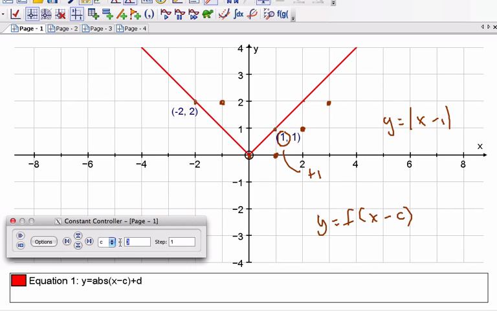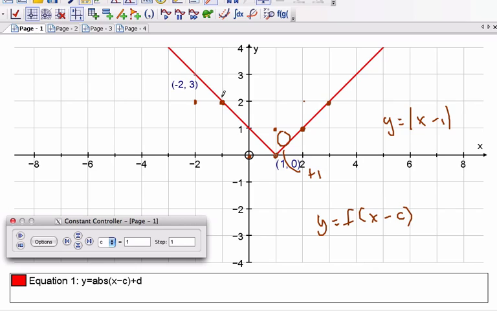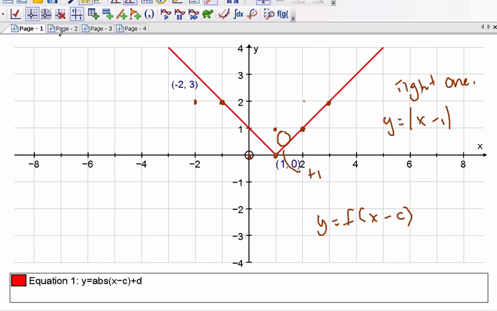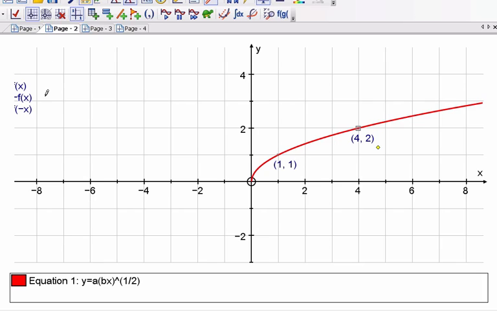And if I change this now to 1, it does indeed go through those 2 points. So this is called a horizontal translation by a factor of 1. Even though it's negative, I am still going to the right 1. Horizontal translation. All right, let's close this. Let's look at the next transformations.